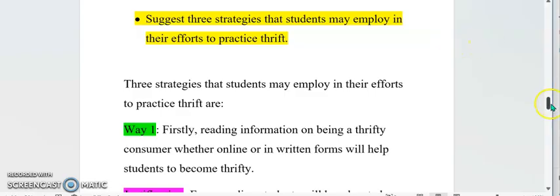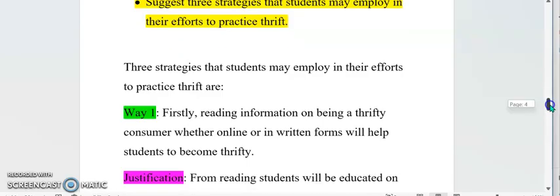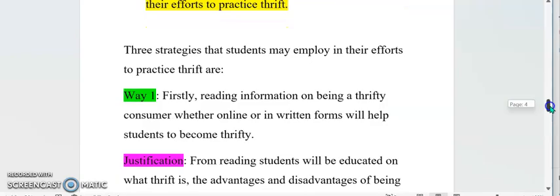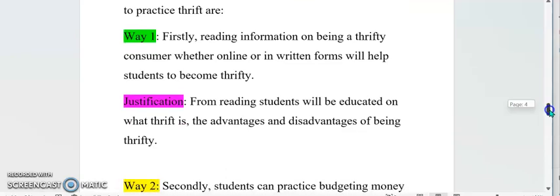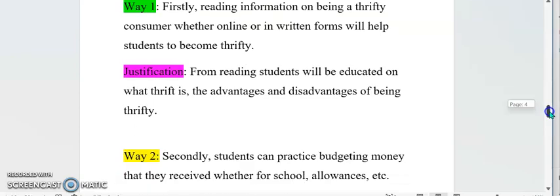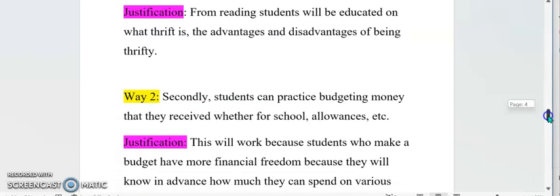Well, some of the strategies that I've come up with are three strategies that students may employ in their efforts to practice thrift. Way one, firstly, reading information on being a thrifty consumer, whether online or in written forms, will help students to become thrifty. Justification: this will work because from reading, students will be educated on what thrift is, and the advantages and disadvantages of being thrifty. Way two, secondly, students can practice budgeting money that they receive, whether for school, allowances, etc.